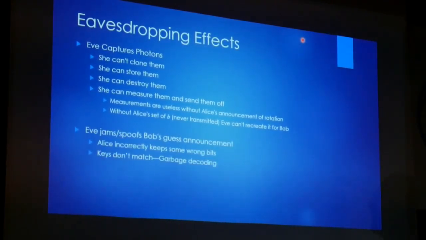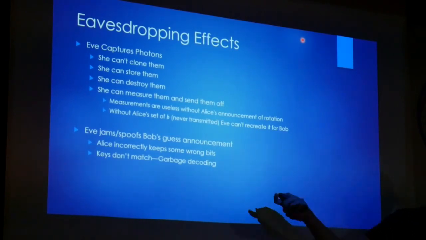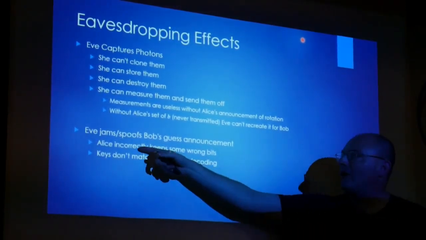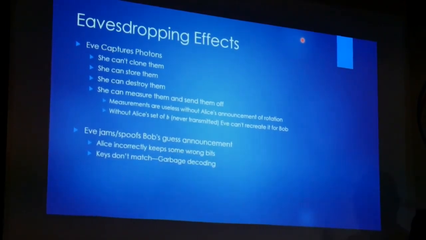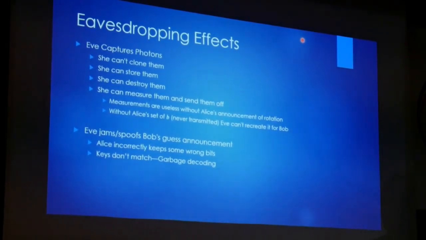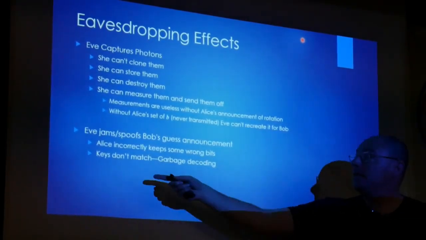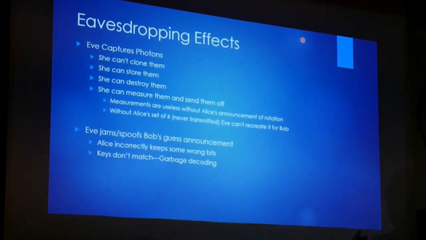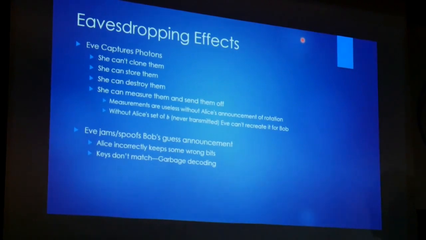Now, Eve can disrupt the channel. She could spoof or jam Bob's initial guess announcement, in which case Alice keeps getting some wrong bits. That's why that error detection check was so important. At the very end, we threw away half the bits just to find out if someone's been stealing our bits. In this case, the keys don't match, and everybody gets garbage. But nobody ever gets the secret key without knowing it.